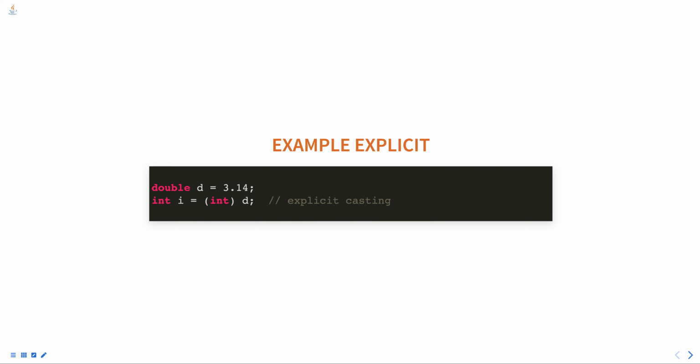Therefore, the expression that you want to cast, in this case the double value 3.14, is being cast to an int value which will result in the value 3.